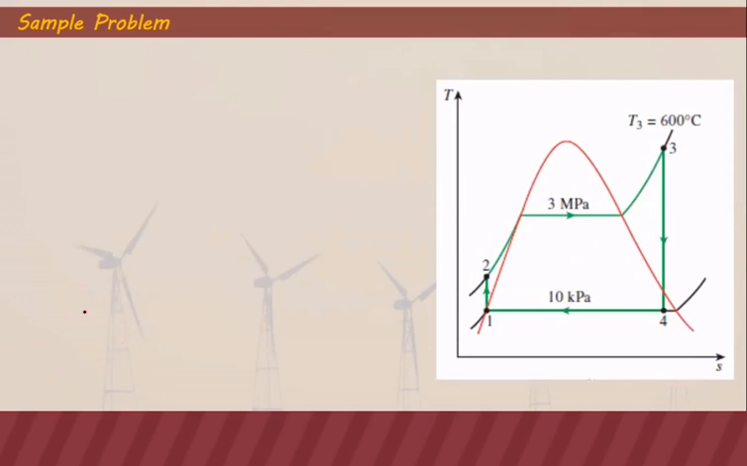The modification is, instead of 350 degrees Celsius, the temperature at point 3 was increased to 600 degrees Celsius. So from 350 in the previous problem, it is now 600 degrees Celsius. Basically, we're just going to find out the effect on the thermal efficiency if the vapor is superheated to a high temperature.